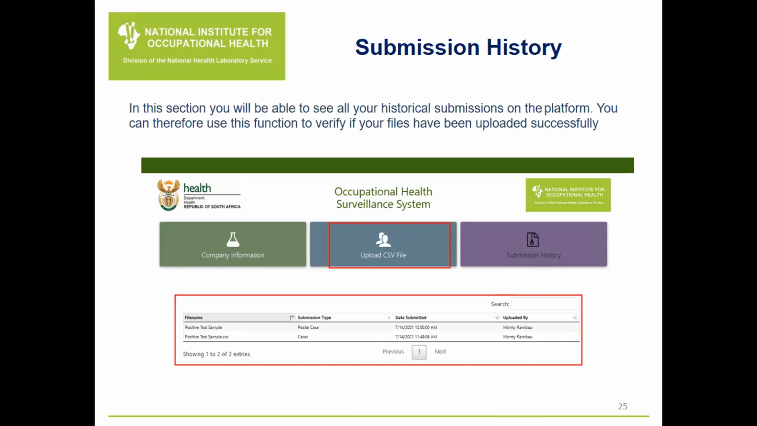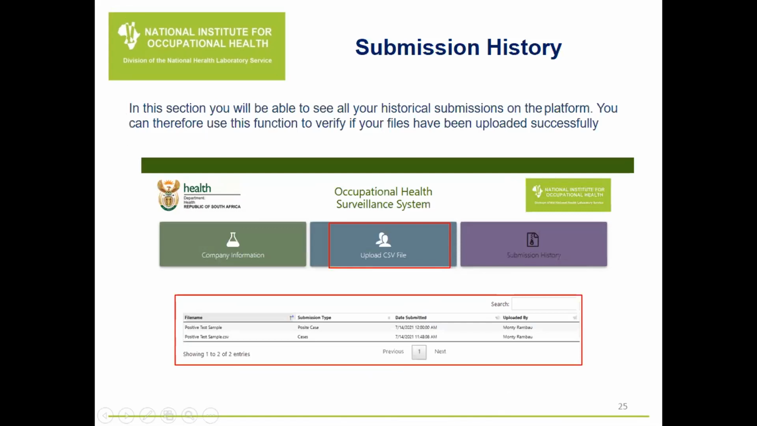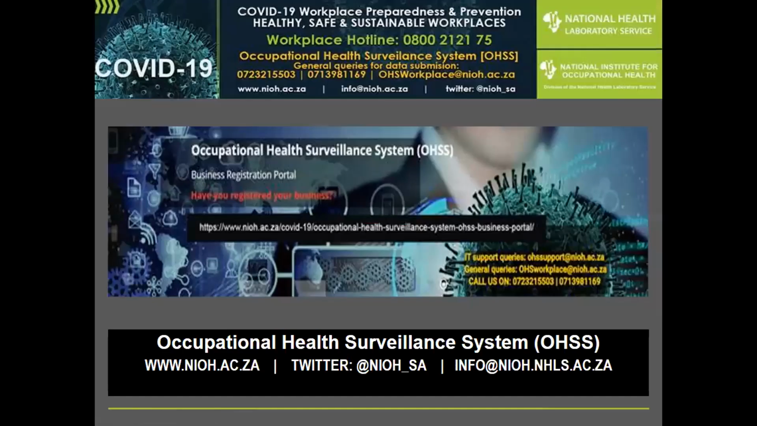But I've mentioned earlier that currently we are having an issue with our submission history function. It takes a bit of time to actually update accurately the data that you have uploaded. So make sure that you do see this green notification that says your CSV was processed successfully. If you don't see that, then it wasn't. You need to redo it. This is the end of my presentation.